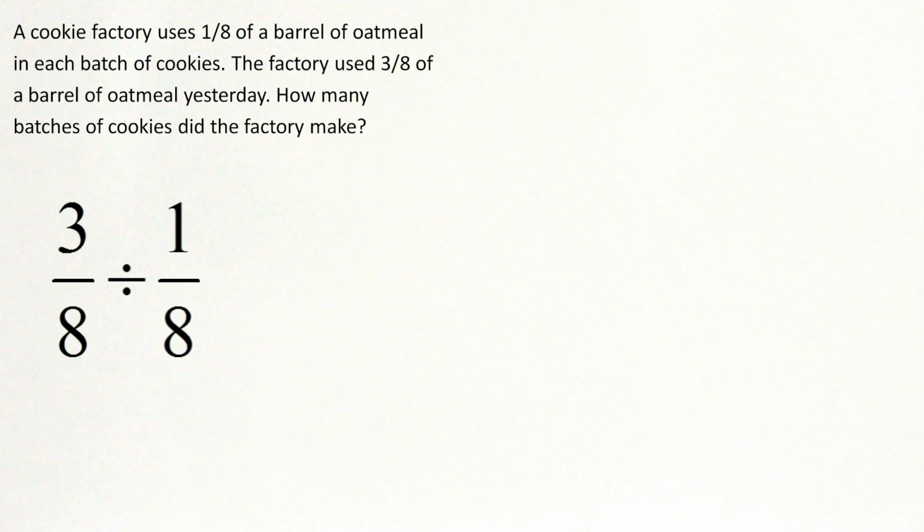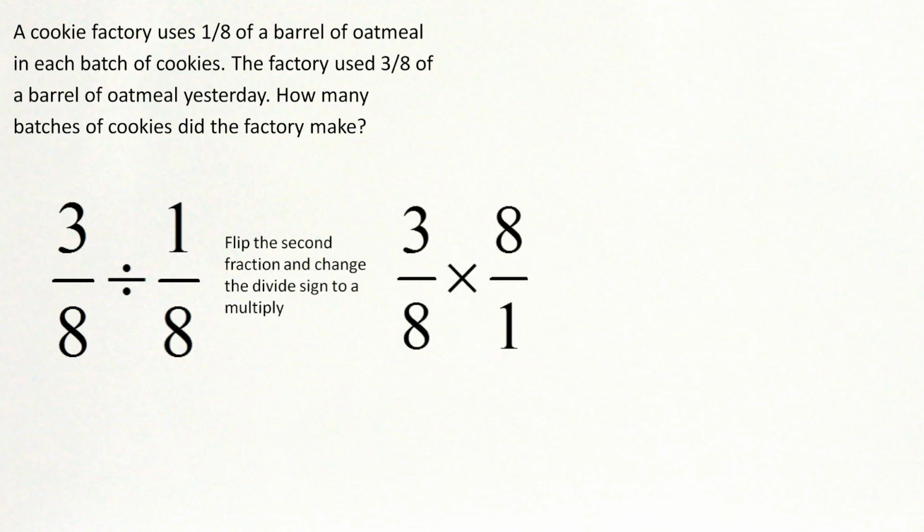Now when you're dividing fractions, the first thing you want to do is flip the second fraction and change the divide sign to a multiply. So let's do that. Now that we have done that, it's the same as if we are multiplying the fractions. So we just multiply both the numerators and denominators. So 3 times 8 equals 24, and 8 times 1 equals 8.